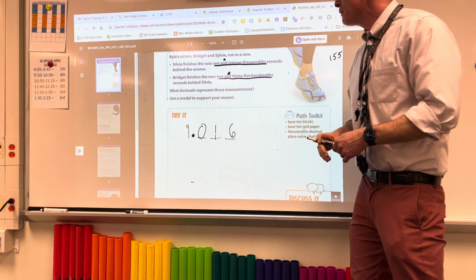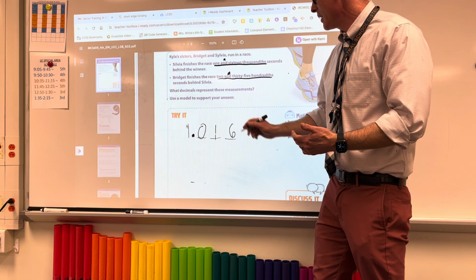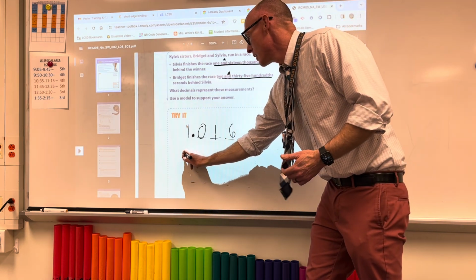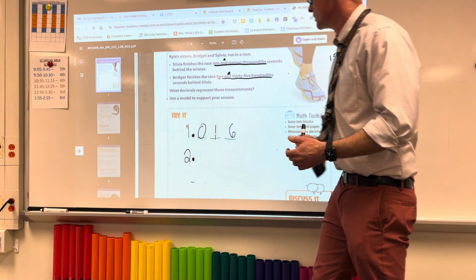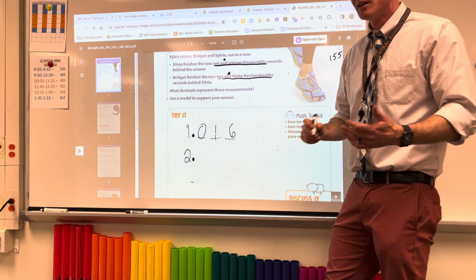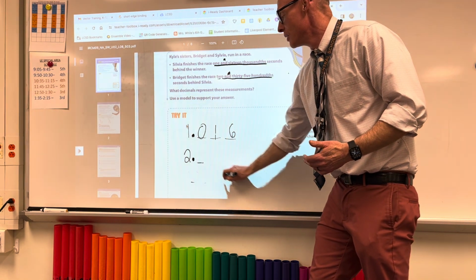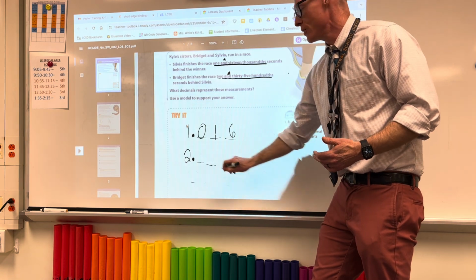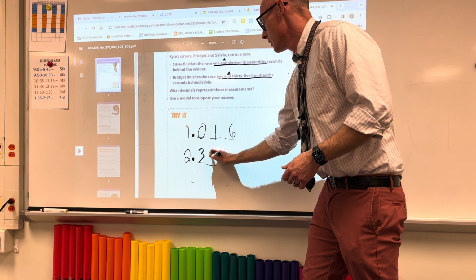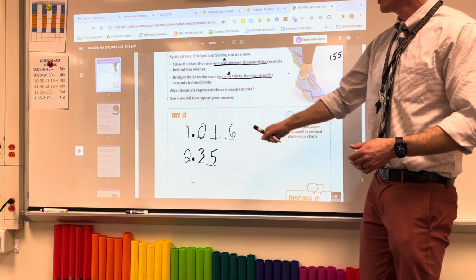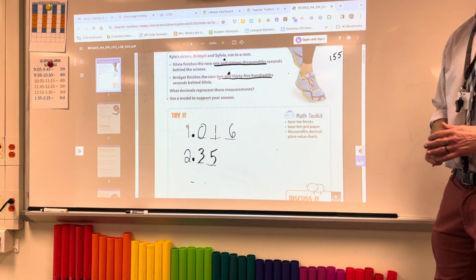2 and 35 hundredths. Okay, 2. We know what that is. And decimal. 35 hundredths. We don't end in tenths. We do end in hundredths. So we've got to write 35. Boom. We just go 3, 5. So there we have those two decimal representations.